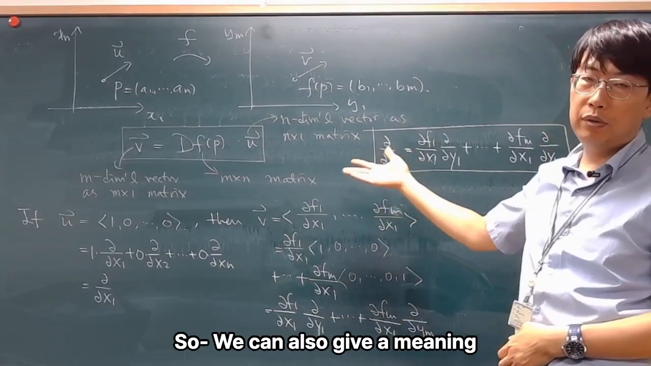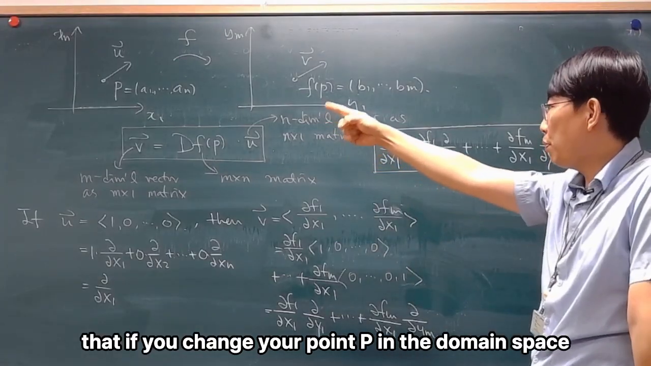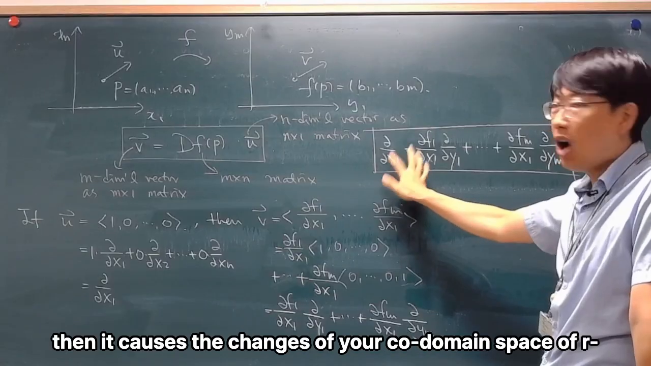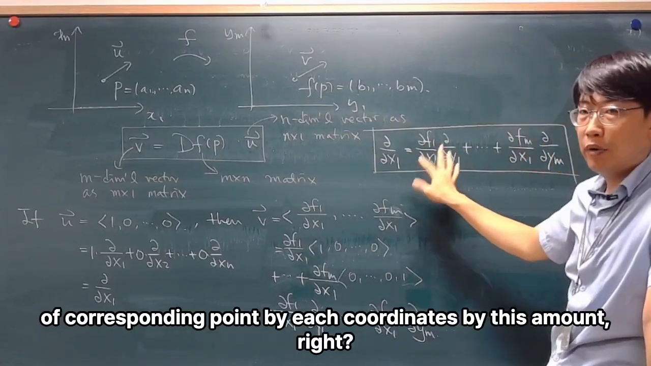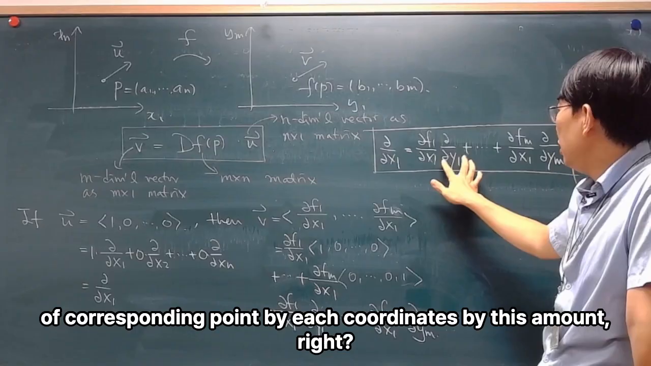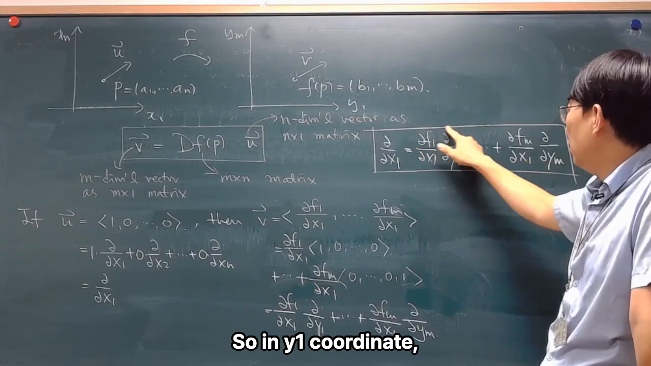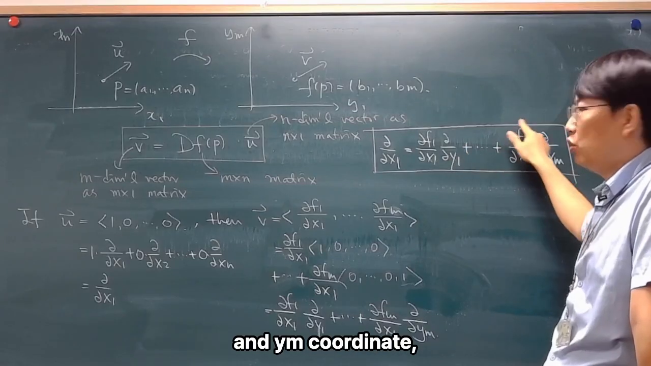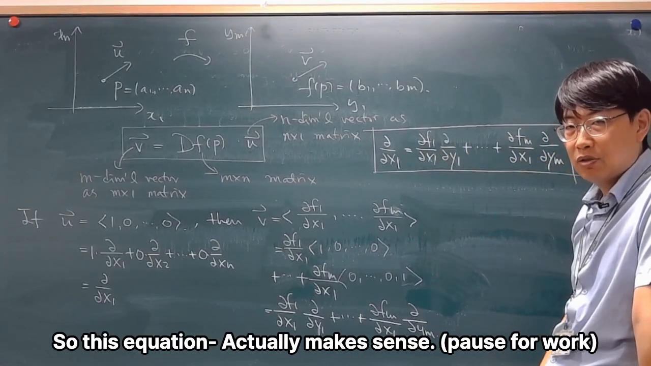So you can also give a meaning to this equation, saying that if you change your point P in the domain space in the direction of x1, then it causes the changes of the corresponding point in your codomain space, in each coordinate, by this amount, right? So in the y1 coordinate, it changes by this much, and the ym coordinate changes by this much, right? So this equation actually makes sense.